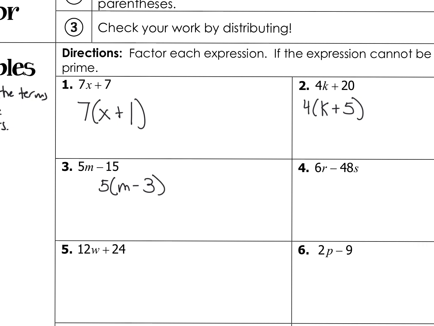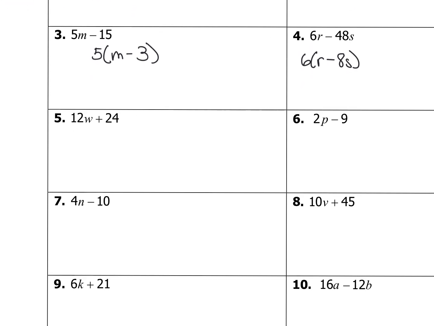Number 4, even though there's two variables, since the variables aren't the same, we can't factor those out. So 6 and 48 can both be divided by 6. And then once again, we have that minus sign. So this would be 6 times the quantity of r minus 8s. And then if you got 12w plus 24, we can factor out a 12. And then it would be w plus 2.